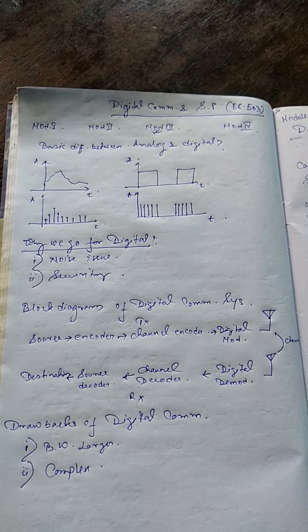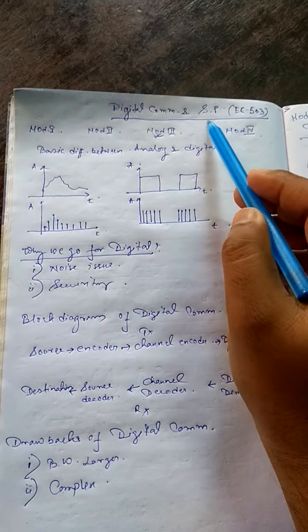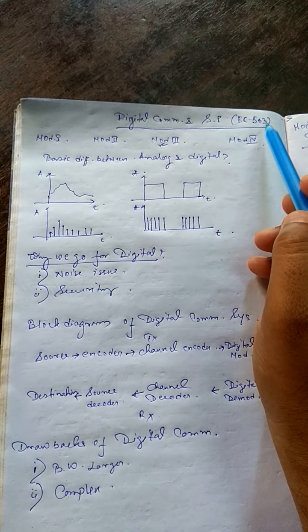Okay, good morning students, and this is the first class of Digital Communication and Signal Processing as per the new syllabus, and the paper code is EC503.